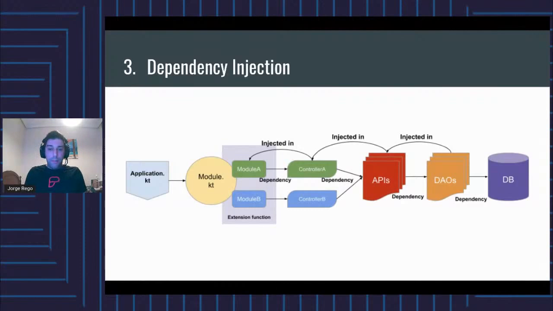Okay, so let's see how the dependency injection is happening in the architecture. Basically, we are starting injecting from the module onwards. So module A, or user module, or whatever we call it, is getting the dependency injected. So controller instance is going to be injected in module. The same is happening for the controller, getting the APIs injected in the controller, those dependencies that controller needs. And the same is happening with APIs with the data access objects.